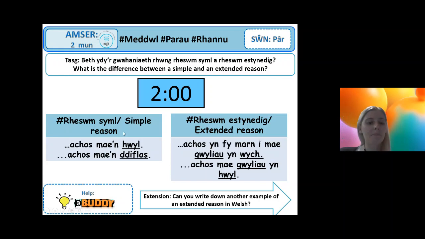So look at my examples, achos mae'n hwyl. And then I said, achos yn fy marn i, mae gwyliau yn wych. Achos mae gwyliau yn hwyl. So remember, type in the chat if you think you understand the difference, or maybe you can think of your own examples.